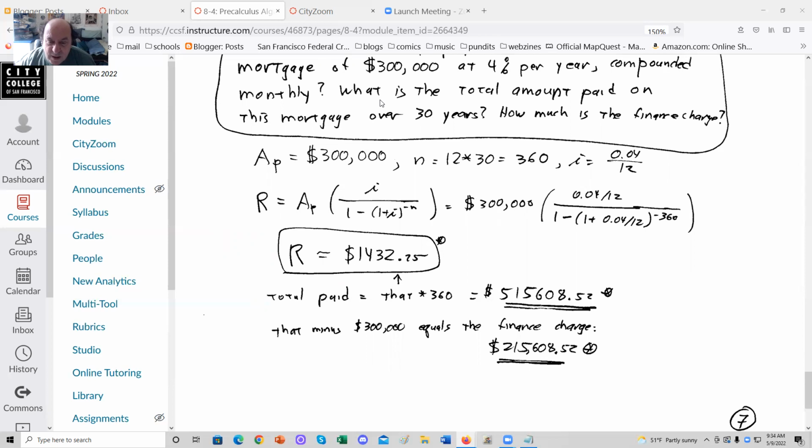All right, now that times 360 payments, 12 payments a year over 30 years, comes out to $550,608.52 in total. Now, this is to pay for a $300,000 house, which means the finance charge is $215,608, almost as much as the value of the house itself.